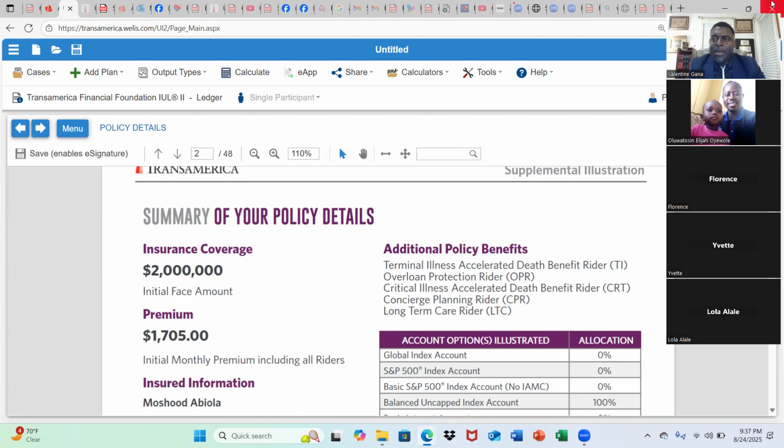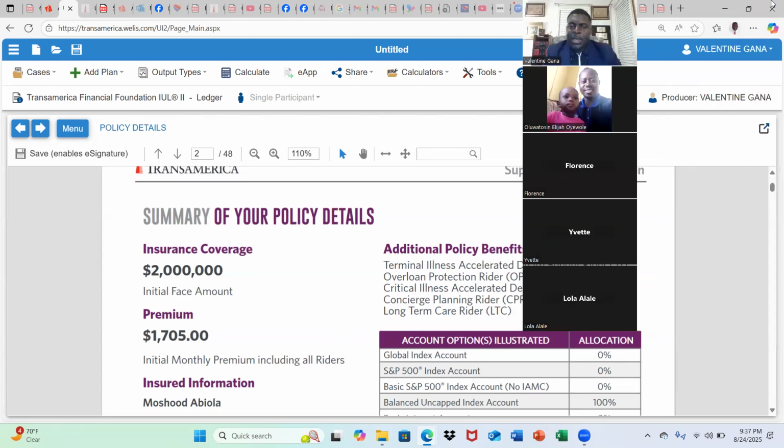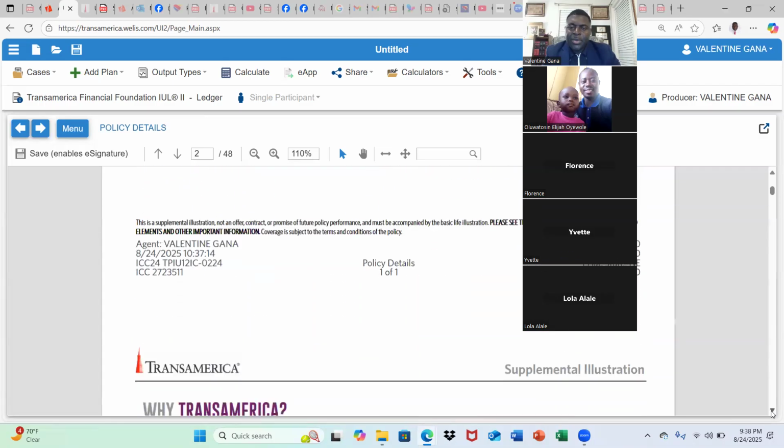But there's the reason why I ran this illustration. When you meet a client, you can run them an illustration for 250K. It doesn't have to be 2 million. I'm just using this as an illustration. So let this premium not scare you. But when you get your license, you're going to be properly trained, you know.